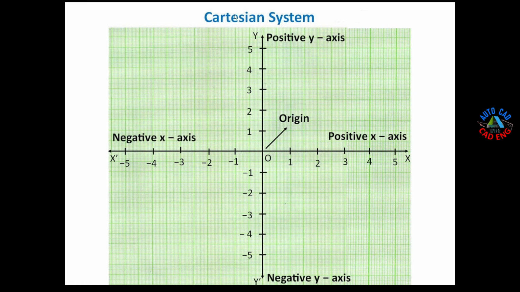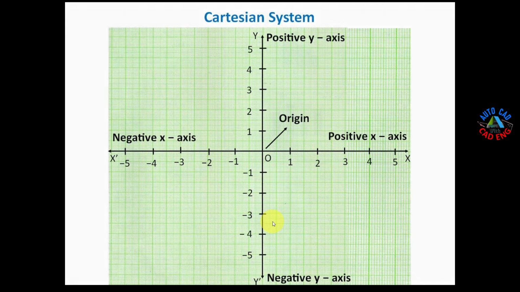This is a grid and this is the origin. Origin means where x and y values are 0, 0. If you go towards the right-hand side, you get positive x coordinates, and if you go on the left-hand side from the origin, you will get negative x values. Similarly, if you go from the origin upward, you will get positive y values, and from the origin downward vertically, you will get negative y coordinates.